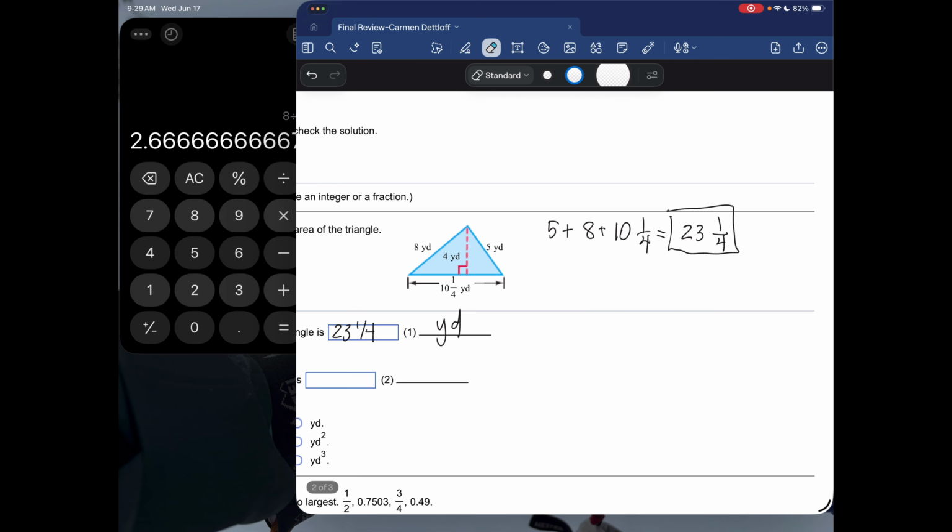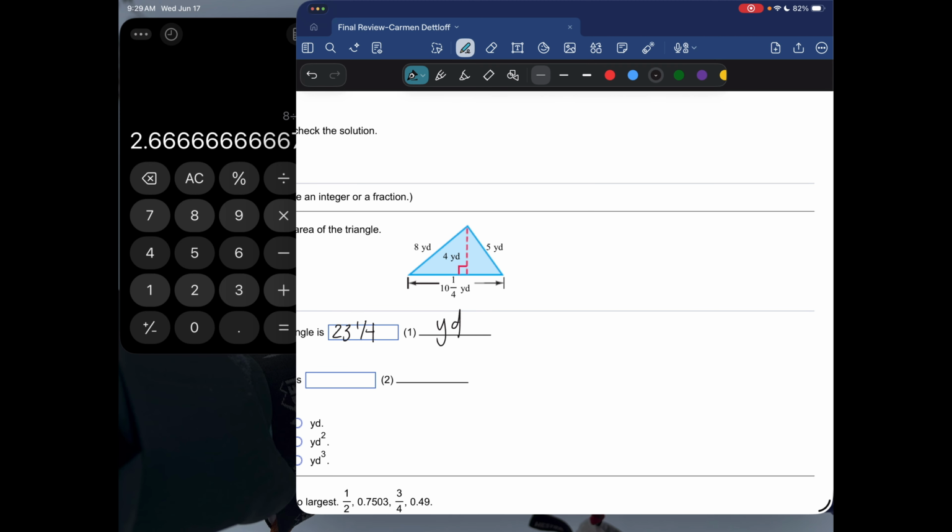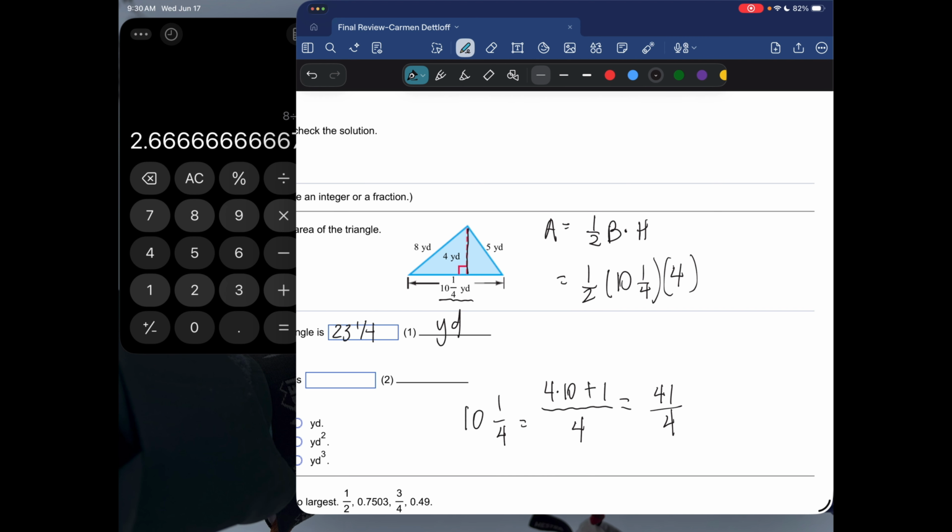And then I want to do the area of my triangle. So I've got to remember my formula for area of the triangle is 1/2 base times height. So on here, my height is this 4 and my base is this 10 1/4. So I get 1/2 times the base, 10 1/4, times my height, which is 4. Now I want to multiply this out, but I need to make my 10 1/4 into an improper fraction, because currently it makes it really hard to multiply. So let's make 10 1/4 into a fraction. It's all over 4. I get 4 times 10 plus 1 gives me 40 plus 1, 41/4. So 10 1/4 is 41/4.